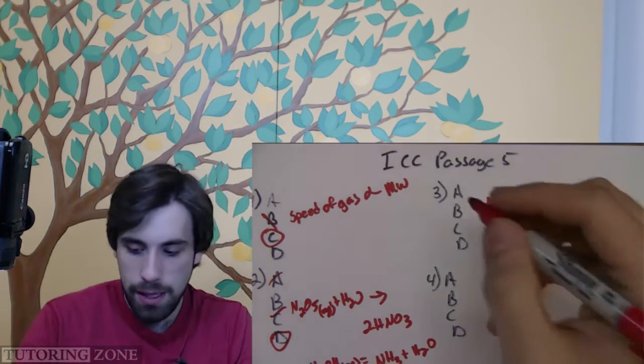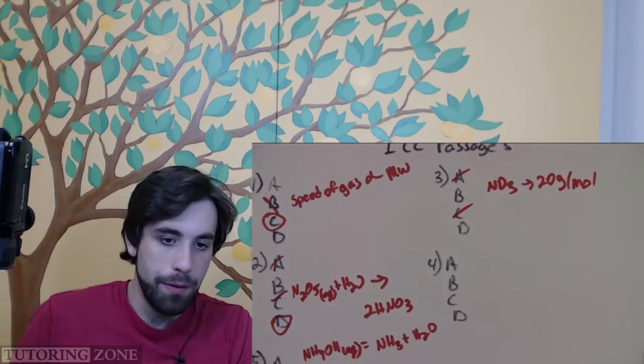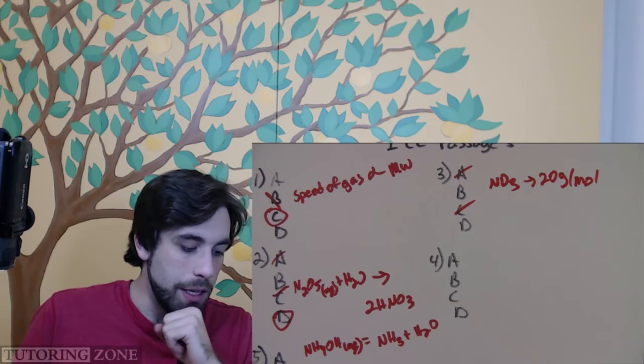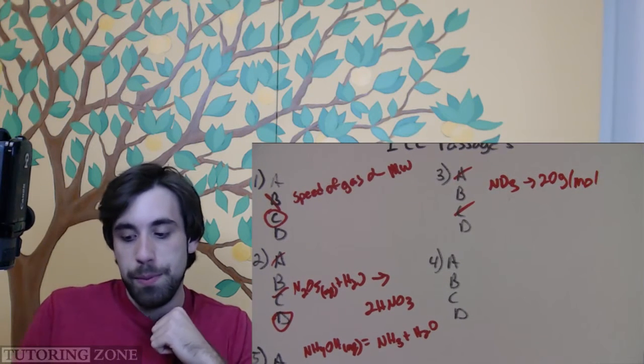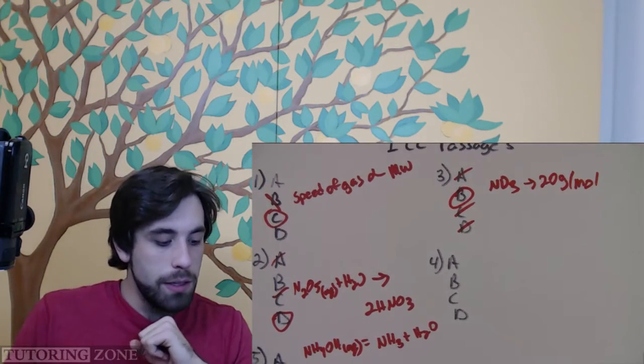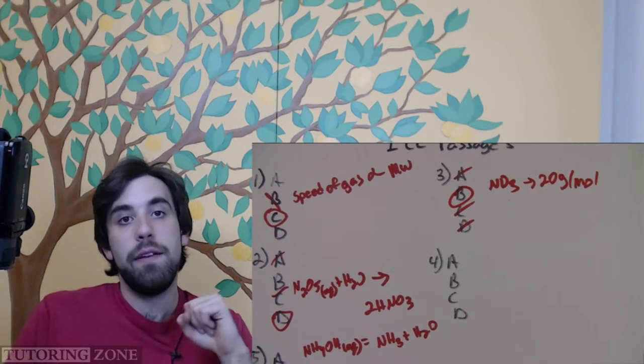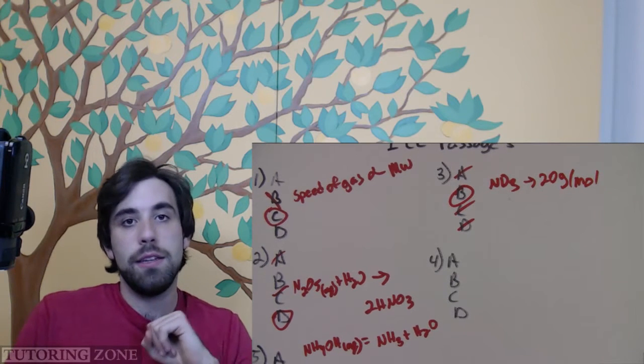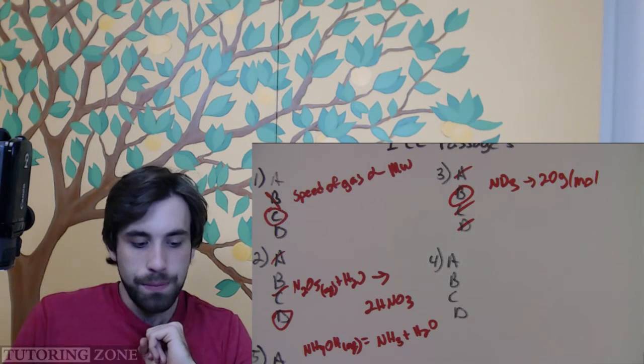That eliminates A and C, so they both have different molecular weights, and we're left with HF or Ne, both of which are 20 grams per mole. We can eliminate D and go with B. Why? Because we needed an acidic gas. HF is an acidic gas. Neon is a noble gas, not an acidic gas.